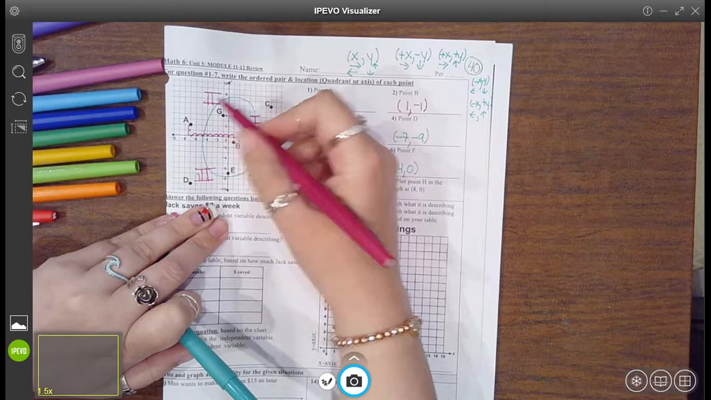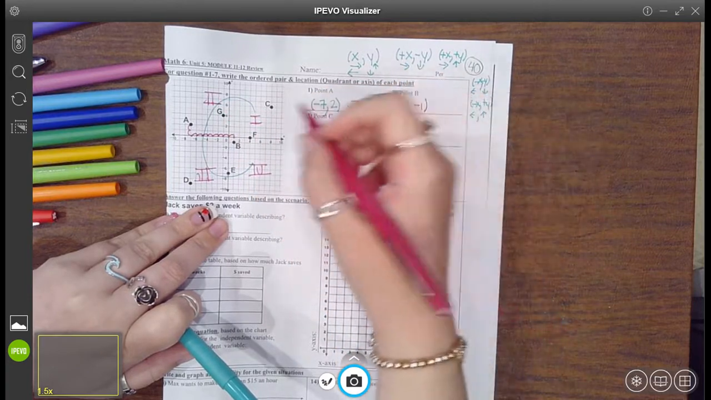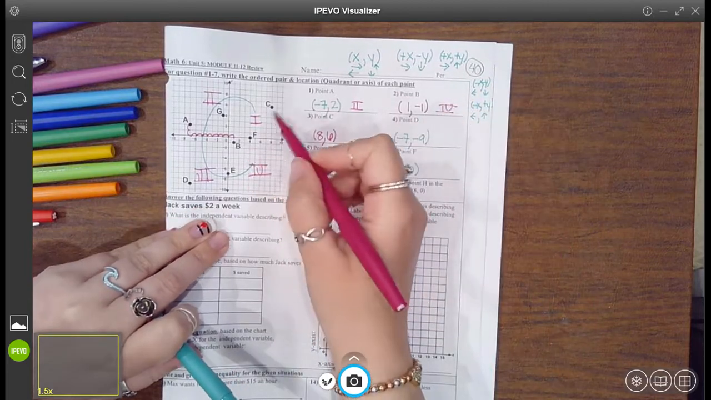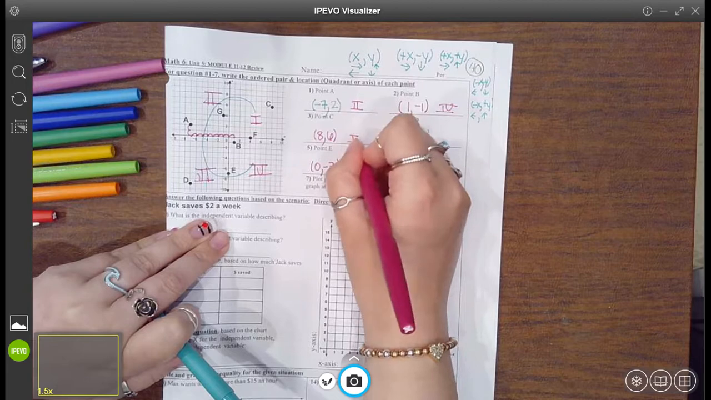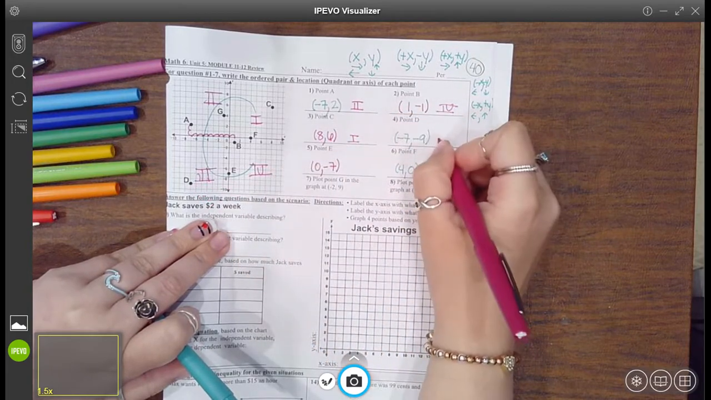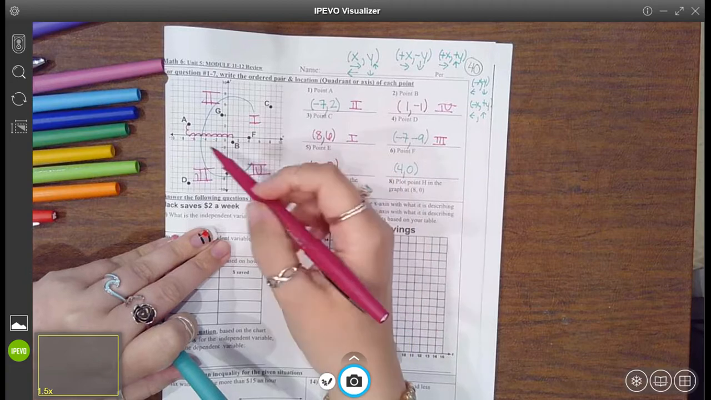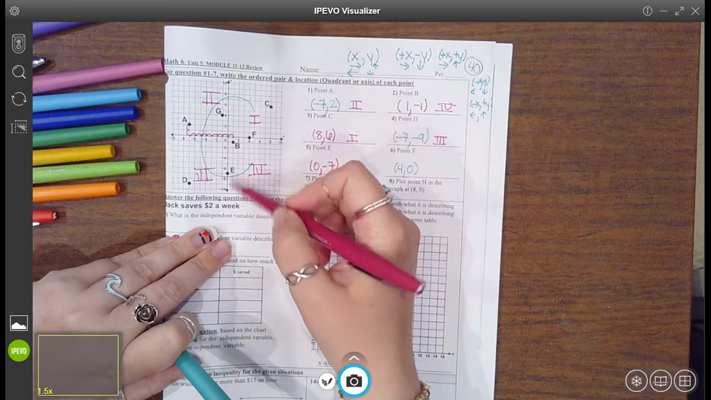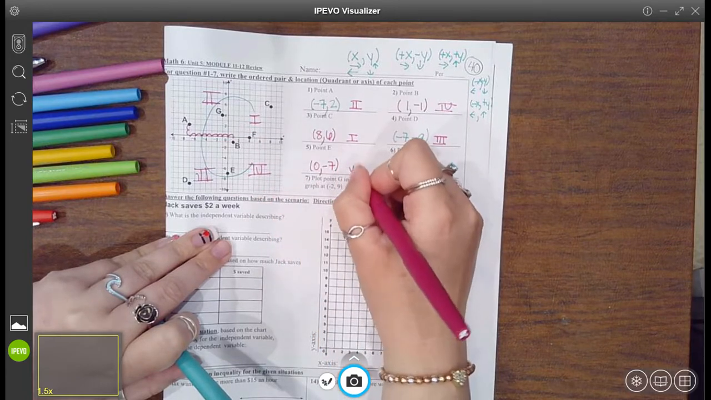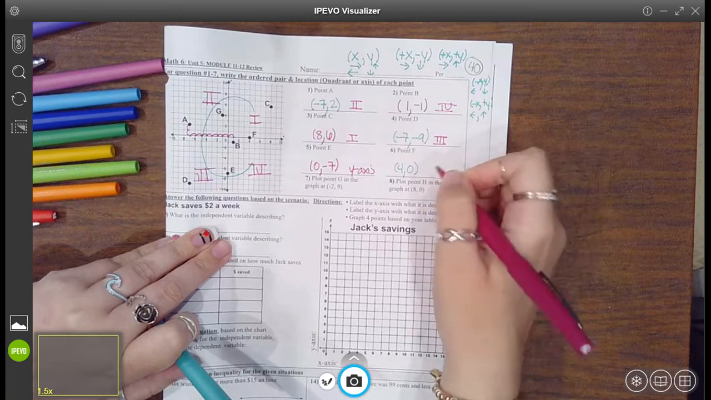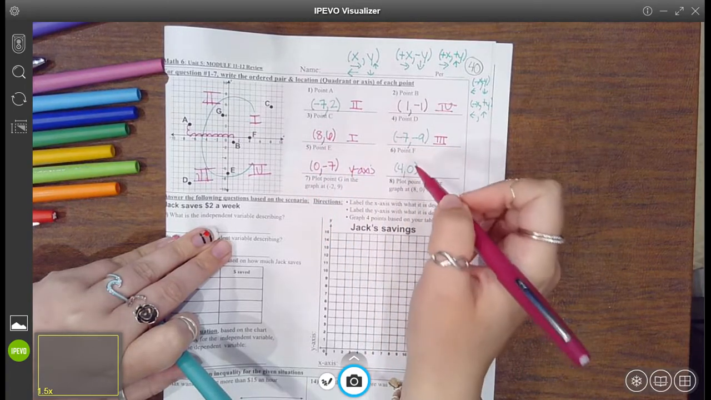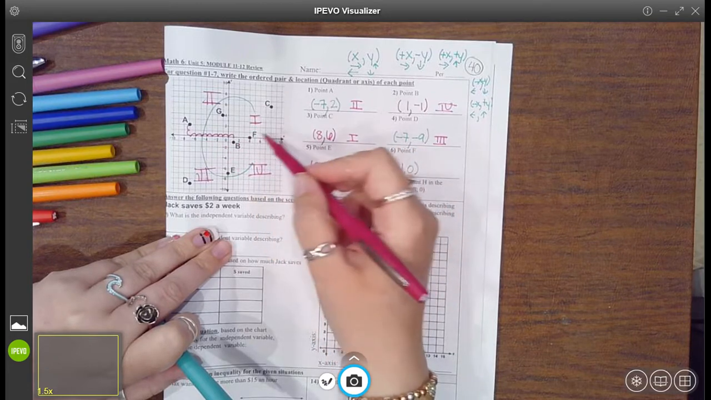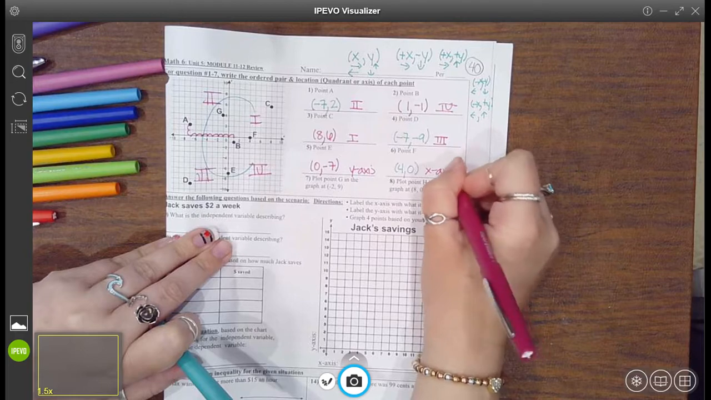Okay, so A, as you can see, is in quadrant 2. B is right there in quadrant 4. C right here is in quadrant 1. D is in quadrant 3. And then E, you're like, it's not in quadrant 3 and it's not in quadrant 4. It's on this line. Well, what line is that? That's the y-axis. And what quadrant is 4, 0 or point F on? Right here, it's not in 1 or 4, it's on this line of the x-axis.